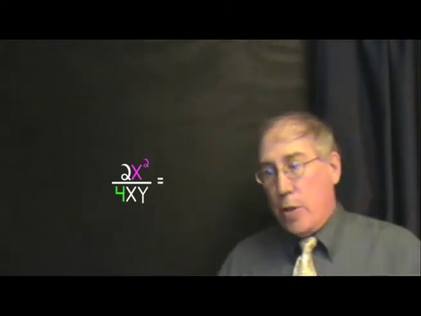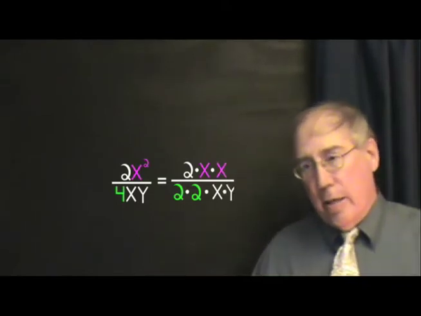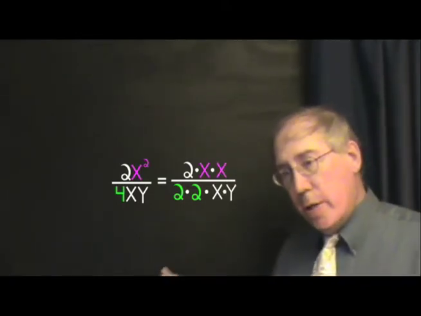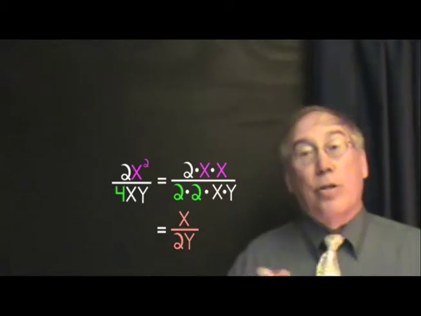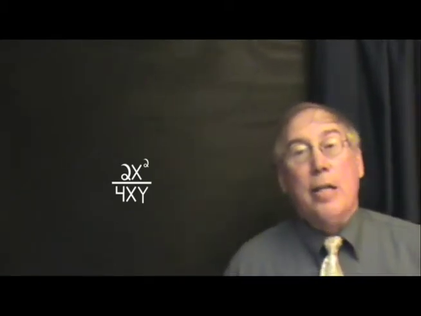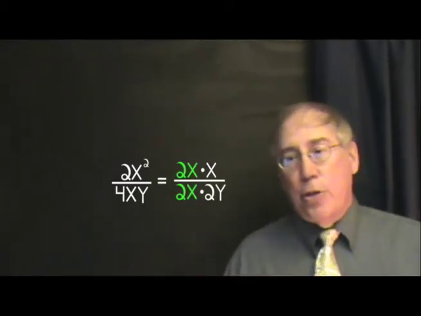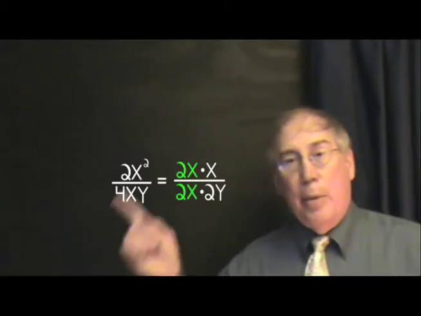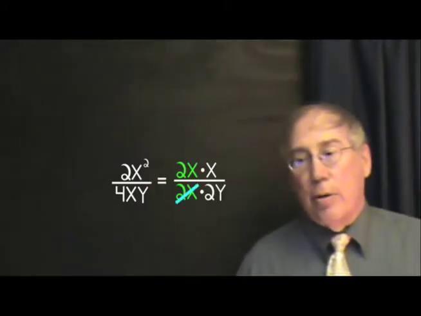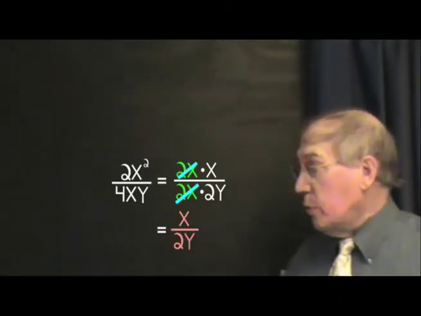2x squared over 4xy. Let's factor the numerator and the denominator, and then we can cancel the 2 in the numerator and 2 in the denominator, and an x and an x, and get x over 2y. Now let's look at that same problem, but let's use that idea from a past lesson about the greatest common factor. So let's manipulate our factors around a little bit, and we see that we have a 2x in both the numerator and denominator, and we can just go ahead and cross those out, and then our fraction is simplified to x over 2y.